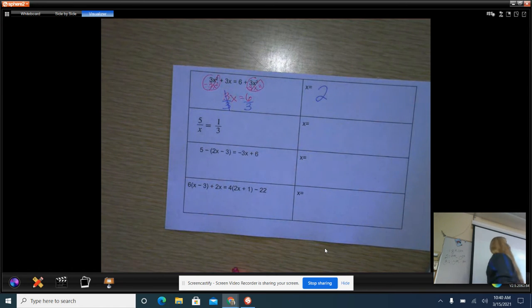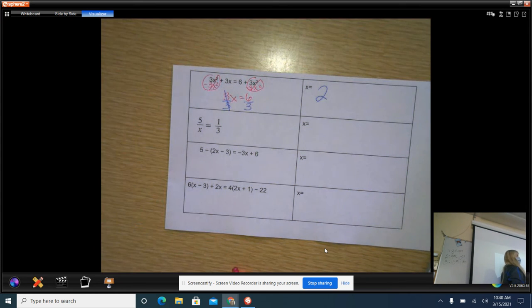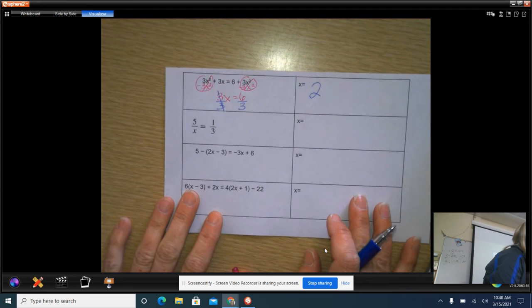Now to check our work, we would simply plug in 2 for x and solve if we're interested in doing so. So that's 4 times 3 is 12. 12 plus 6 is 18. On the other side, I have, once again, 12 plus 6, 18. 18 is equal to 18. So we're correct. Okay? Now, our second one, there's a whole bunch of different ways that you can solve.